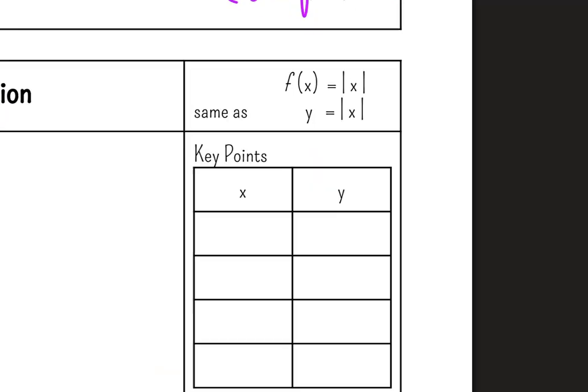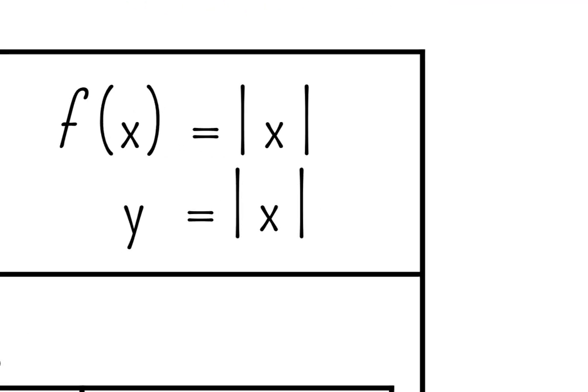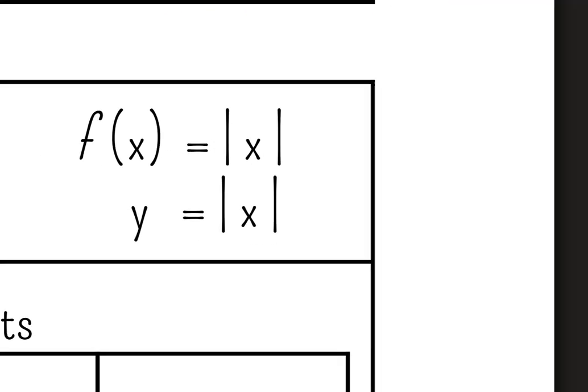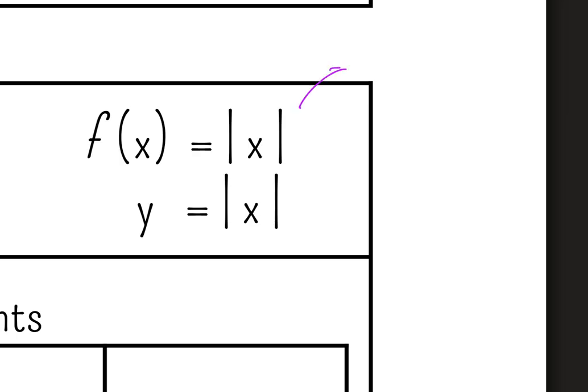So we're looking at a new parent function. That's what it looks like. And people in class pointed some things out right away. They're like, so does that mean we're going to have y equals x and y equals negative x? Like, is it going to be one or the other? And the answer is, it's both.